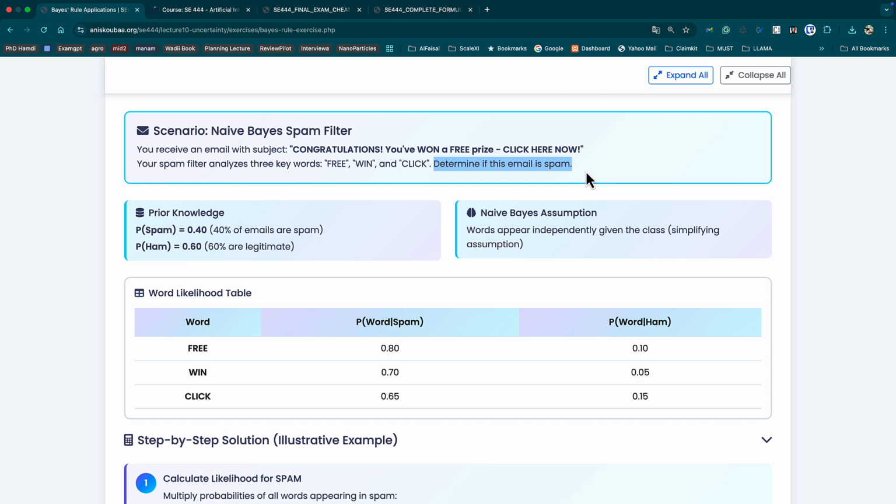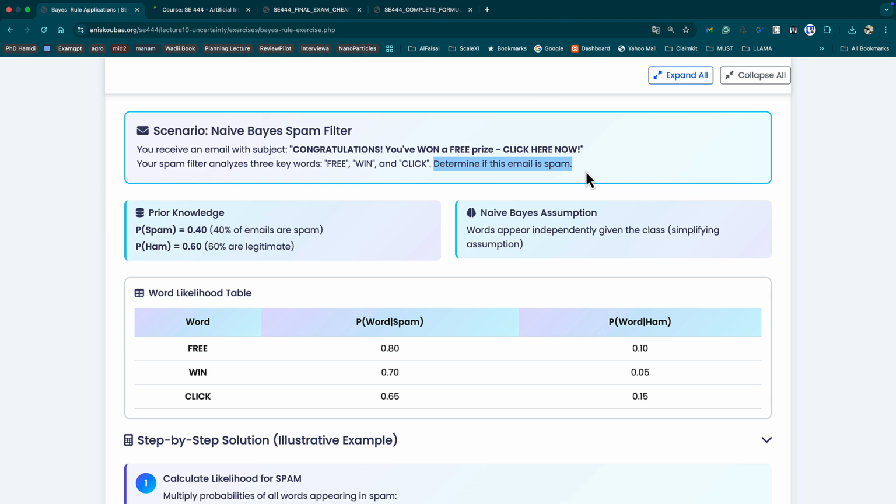So now we talk about having an evidence. What is our evidence? Free, win, click. Usually in Bayes we want to calculate a posterior given an evidence. So we need first of all to identify what is the evidence and what is the posterior. The evidence is the words observed. The posterior is spam or not spam. The posterior is something that I don't know, and the evidence is something that I have observed. So I want to calculate the probability of this email being spam, which I don't know, given that I know this email contains the evidence, the 3 words.